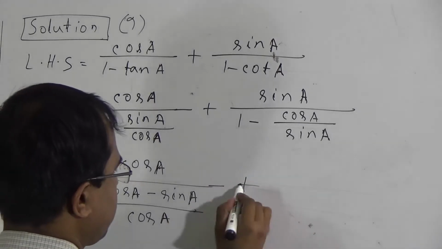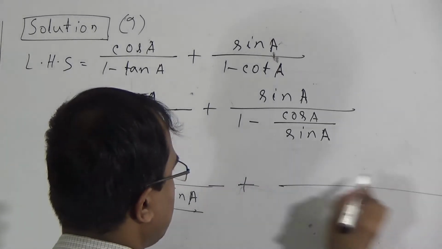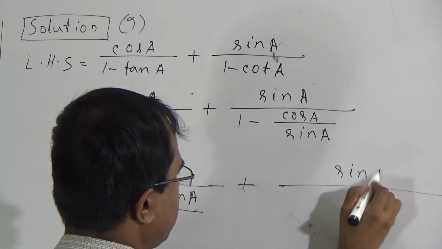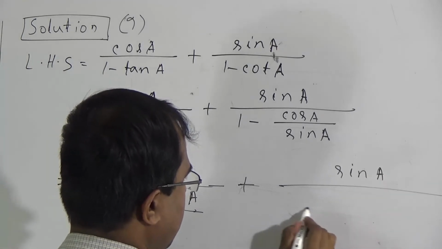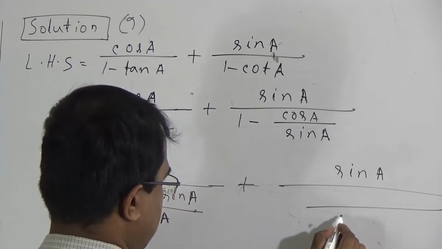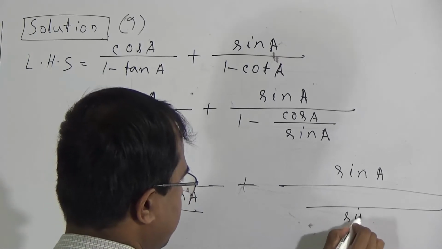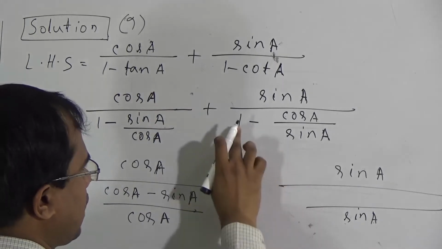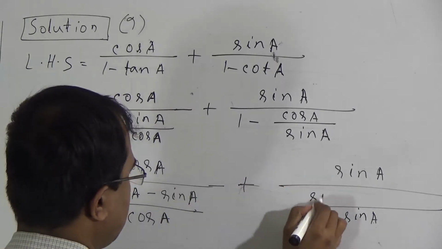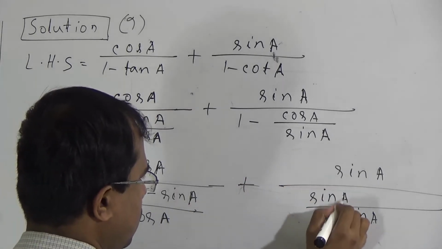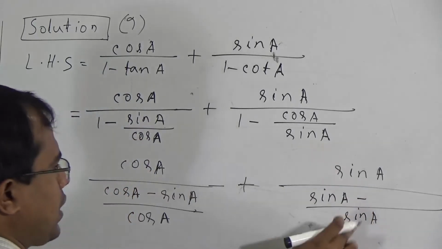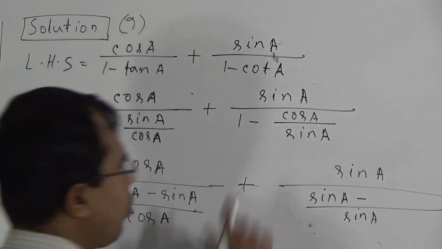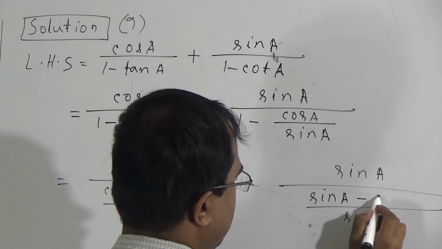Plus sin A by, here LCM will be sin A. Now sin A divided by 1 equal to sin A, and sin A multiplication 1 equal to sin A. Minus, if we divide sin A by sin A, then it will be 1. 1 minus 1 multiplication cos A equal to cos A.